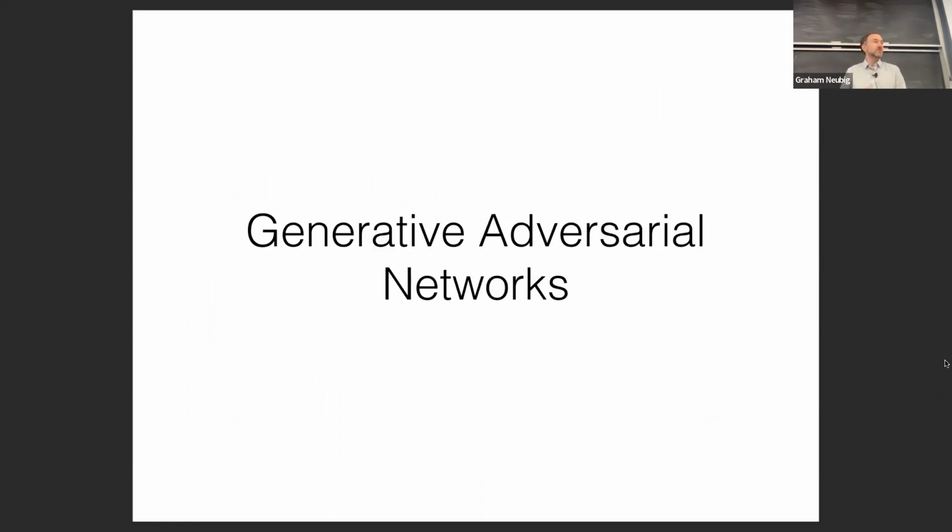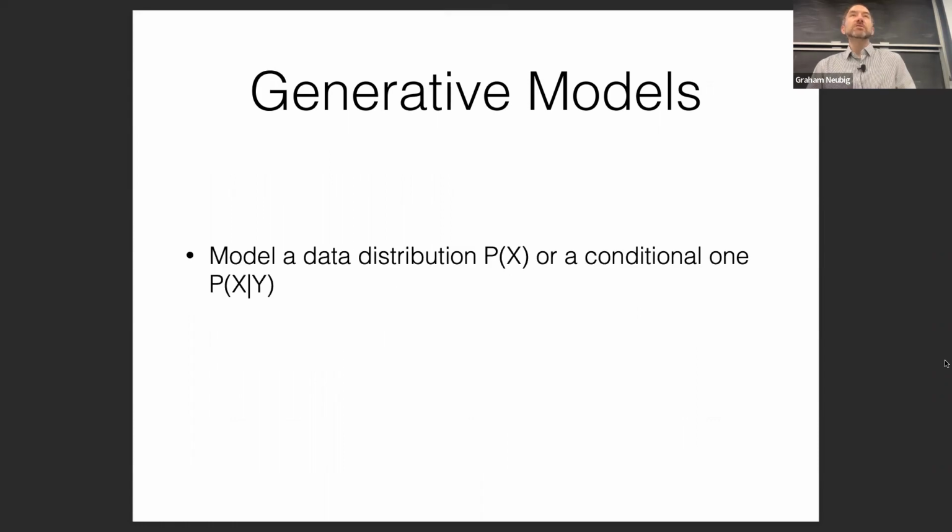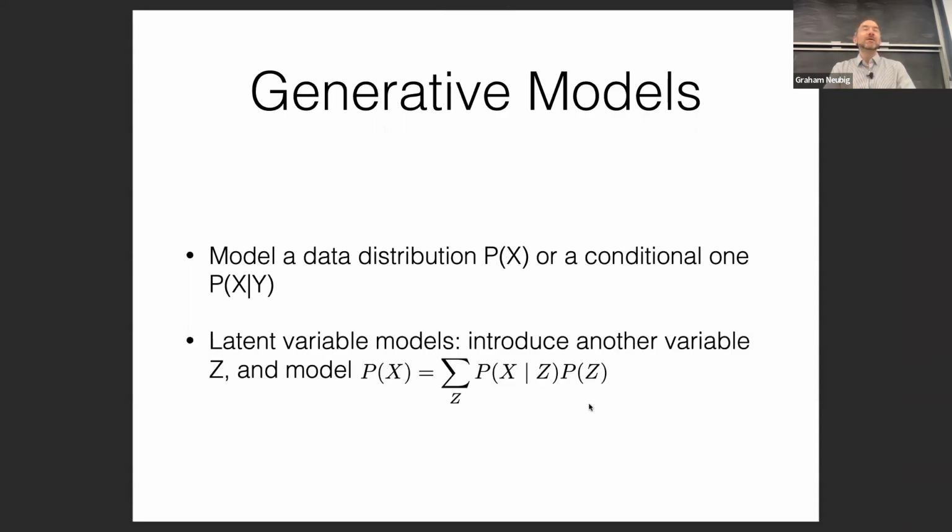First, I'd like to start out with generative adversarial networks. Basically, we can go back to generative models. Generative models tried to model a data distribution P of X or a conditional data distribution P of Y given X. I should fix that, it should be P of Y given X. And then we also had latent variable models that we talked about last time, which introduce another variable Z and then sum or take the integral over the latent variable Z.